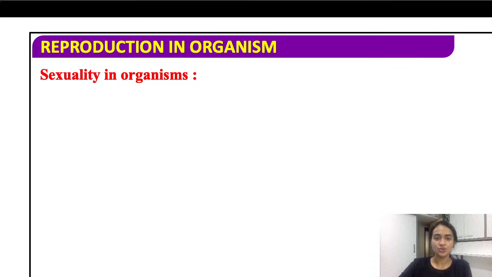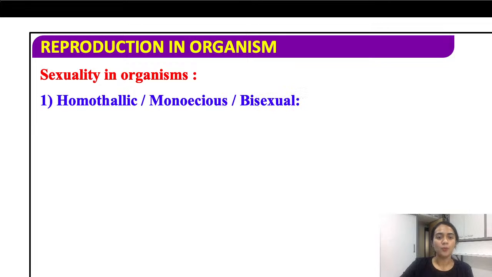So, sexuality in organisms. One is homothallic, monoecious, and bisexual. What we need to remember is homothallic. Homothallic is generally referred to algae or fungus, because they are the ones who possess a thallus. And homothallic means that in a single thallus they will have both the male and the female reproductive parts.